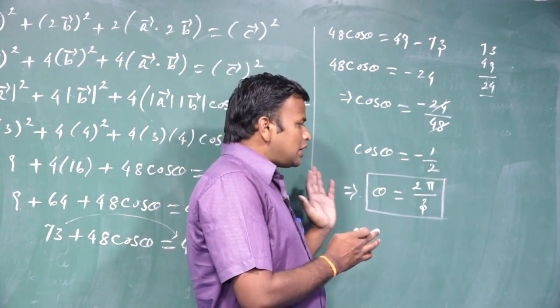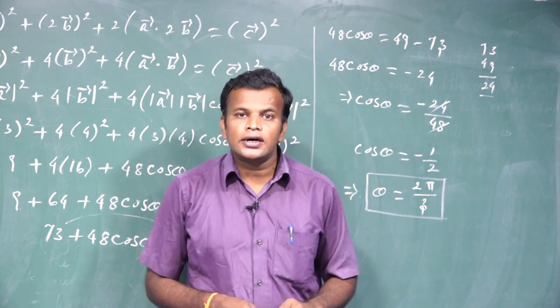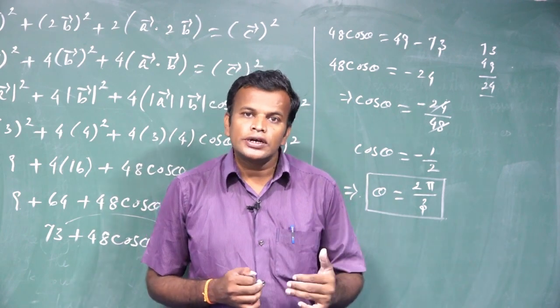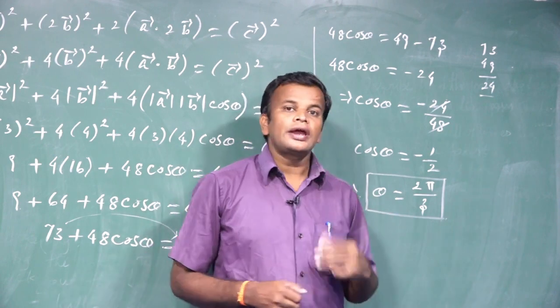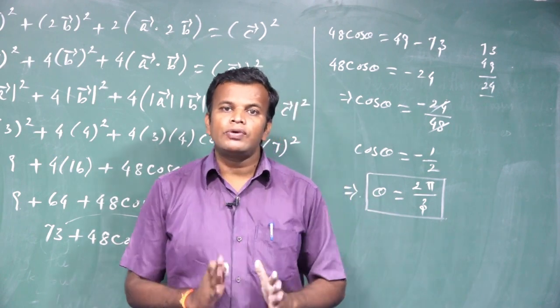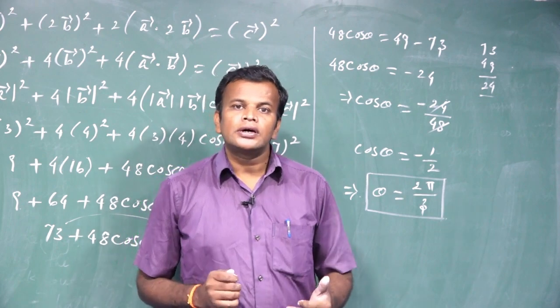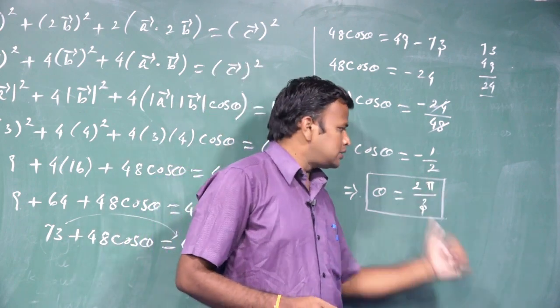So the angle between A vector and B vector is here. We write either 120 degree or 2 pi by 3. But we write all the sums in radian value. Therefore the angle between A vector and B vector is 2 pi by 3.